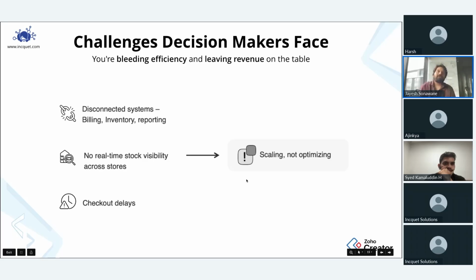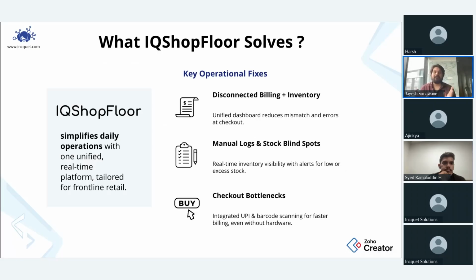So that's how we created IQShopFloor, which solves all these issues. Since everything is happening in a centralized place, the cloud, everything is connected, which overcomes disconnected, fragmented systems. Everything is automated to the last level, so every activity automatically updates your inventory and gives you real-time inventory across the board. And with mobile-based barcode scanning and an integrated UPI gateway, you get much faster checkouts as well.